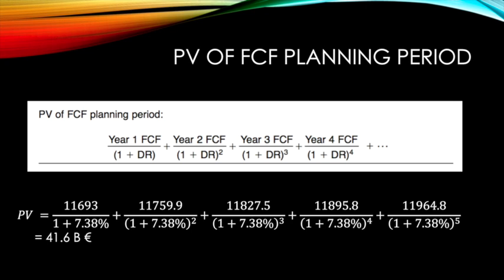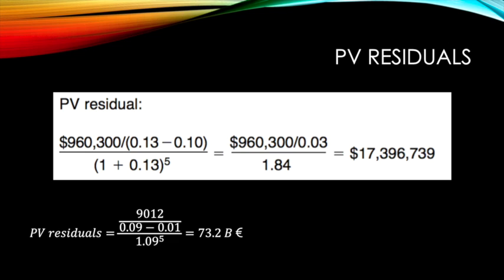Then, using the equation given in the book, I calculated the present value of the planning period, which is 41.6 billion euros. Then I calculated the present value of the residuals. In my calculations, I used the weighted average cost of capital of 9% and I assumed a growth rate of 1%. The screenshot of the book is where they calculate for the example of the Bruce company. So I calculated it and it gave me 73.2 billion euros.